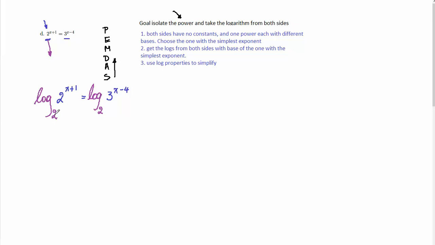Okay, so I take log with base 2 of 2 to the x plus 1 is equal to the log with base 2 of 3 to the x minus 4. And the next step is to use some of the logarithmic properties that I know that can help me to simplify that. The first one that I know is the power rule. The power rule says that if I have the log with base a of x to the k, this is nothing else than k times log with base a of x.